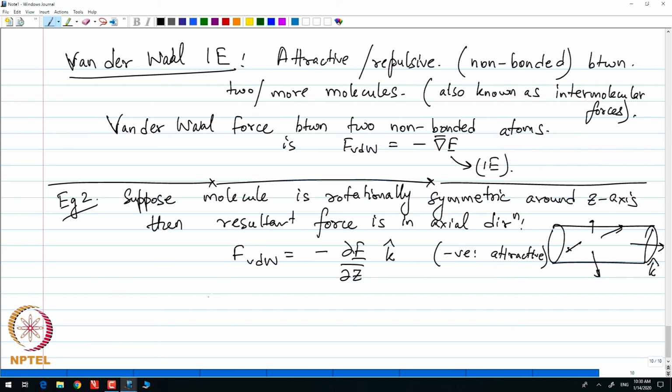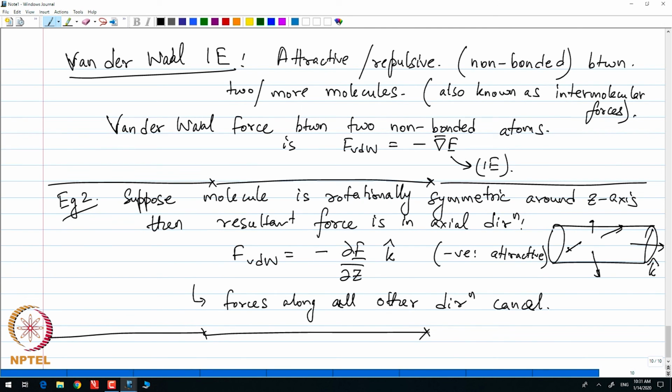and forces along all other directions cancel, right, and that is easy to see. Okay. So, then once I have described my van der Waal interaction energy, let me also describe the so called Lennard-Jones potential, which describes this van der Waal interaction energy. So, the Lennard-Jones potential has a very specific form, and it represents this attractive repulsive type of interaction versus the distance between the two atoms or structures.